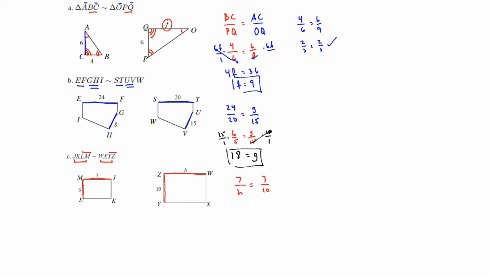And so on this one, I'm going to multiply both sides by 10H. So H divided by H is 1, so 10 times 7 is 70. 10 divided by 10 is 1, and 3 times H is 3H. Divide by 3, and H is equal to 70 over 3 for the exact answer there.